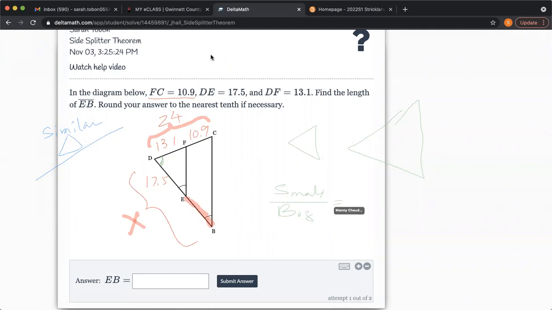Small over big. For the little triangle, we know 13.1 divided by 24 must be exactly the same thing as 17.5 over X. At this point, you can cross multiply and figure out what X is. So let me use a calculator quickly.